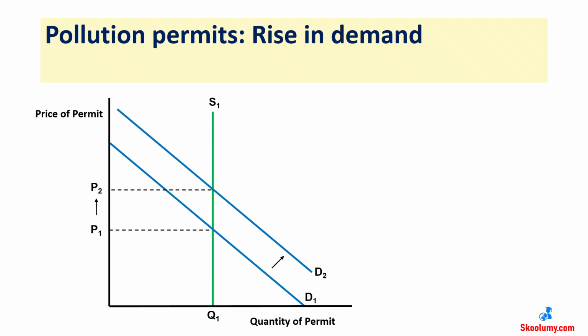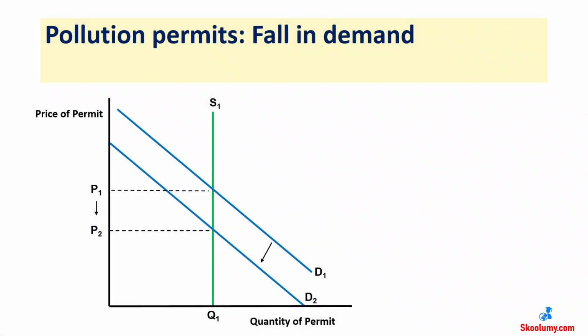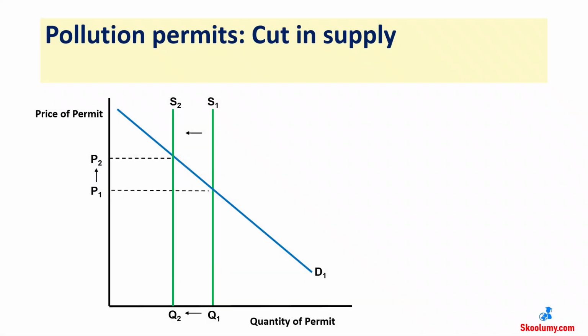Let's consider what happens when there is an increase in demand for the permit. Demand increases from D1 to D2. The price rises from P1 to P2. The supply of the permit is fixed. A fall in demand from D1 to D2 reduces the price from P1 to P2. The supply of the permit can also be reduced. This will lead to a rise in price.